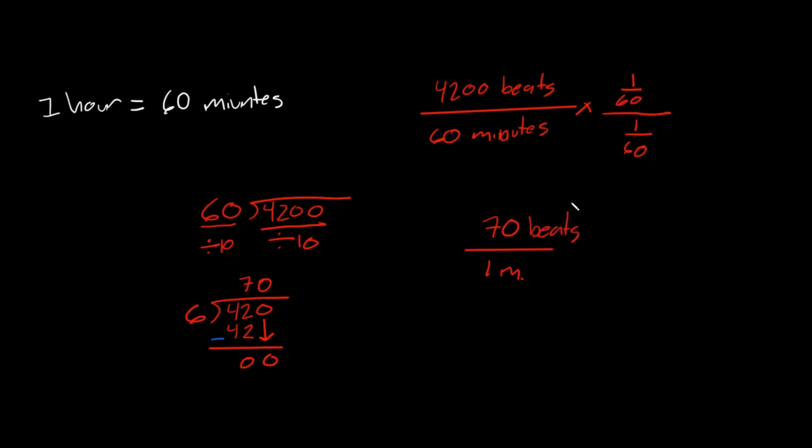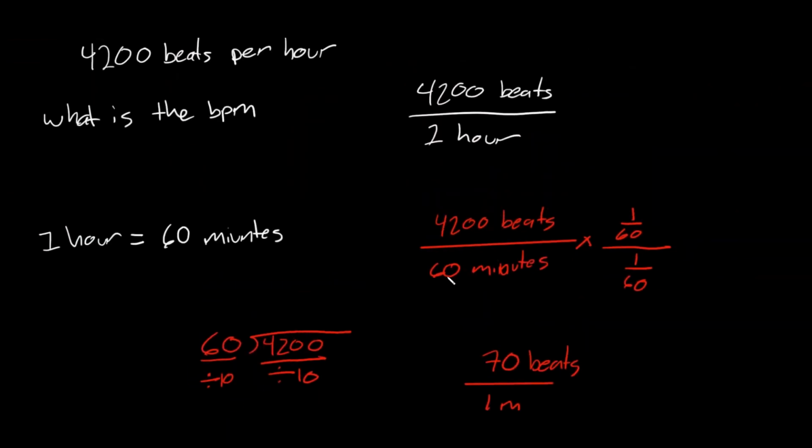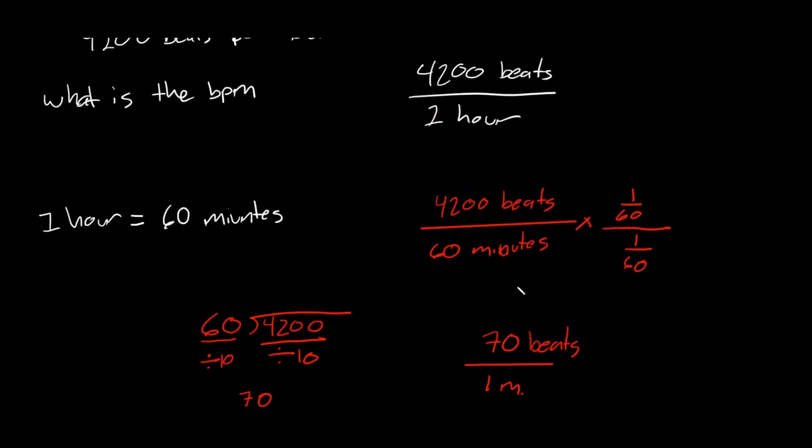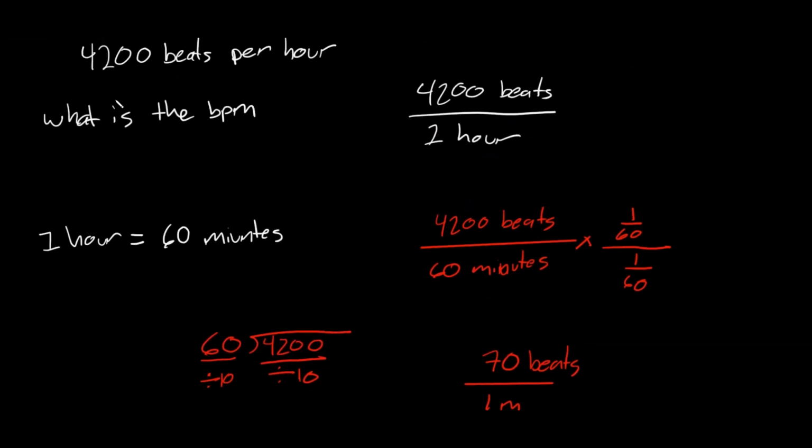So now that we know that the heart beats 70 times in 1 minute, that gives us the BPM. Notice that it's beats per minute, and here we have 70 beats, and the division bar is read as per minute. So that is exactly our answer. The BPM is 70. And we could have written 70 over 1, but because you're dividing by 1, it does not change the value. So we just write 70. So the BPM is 70.